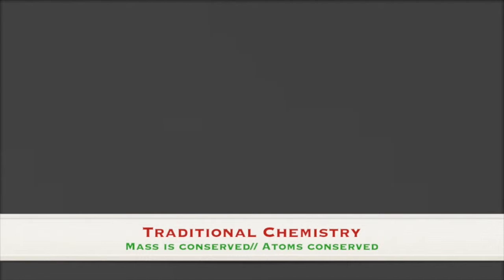And this is a big difference between traditional chemistry, where the atoms are always conserved, and nuclear chemistry, where the atoms change their type.